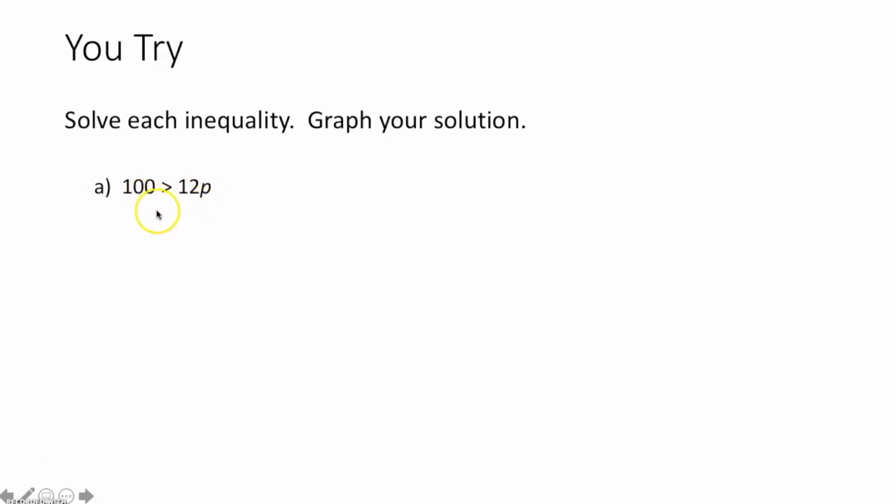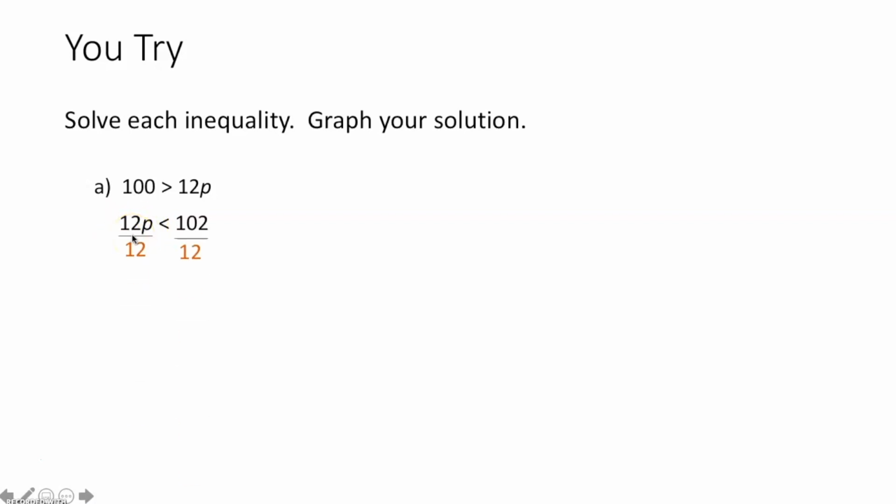Well, since it's the beginning of the inequality, I could just flip this entire inequality. I'm going to put the 12p over here. I'm going to put the 100 over here, and I'm going to flip my inequality sign. So I have my variable on the left. Now I need to move my constants to the right. So this 12 has to go. Since it's 12 times p, I do the opposite, the inverse.